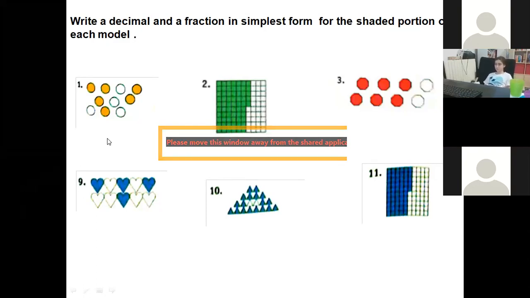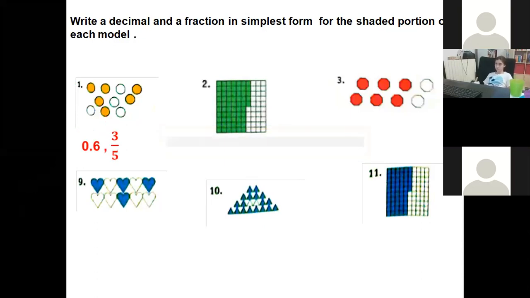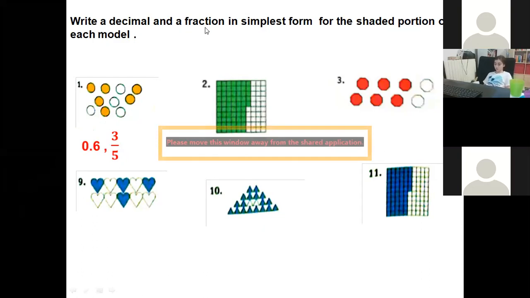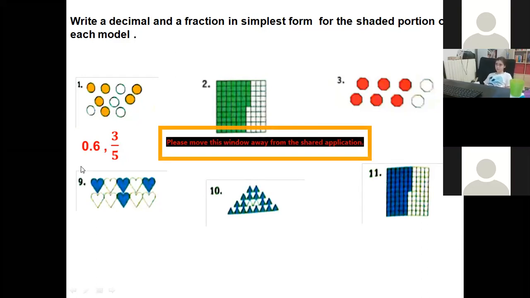We can divide them by 2, right? 6 divided by 2 is 3. 10 divided by 2 is 5. So this is it, 3 over 5. What they need in the question is a fraction in simplest form. And 6 over 10 as a decimal is 0.6. Excellent, Yusuf. Thank you. Let me go to Abu Sabbah.